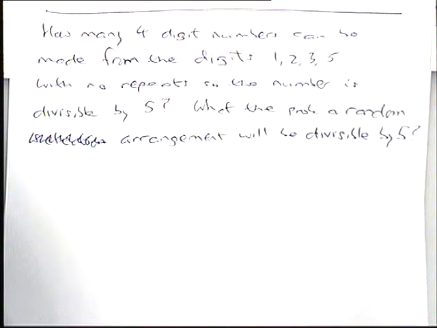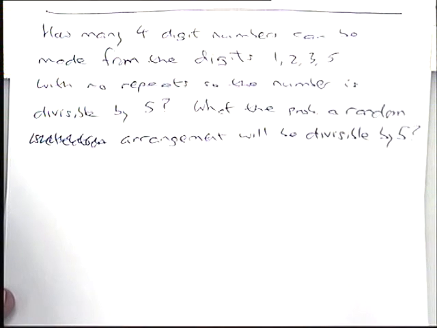So the next question we're going to look at: how many 4-digit numbers can be made from the digits 1, 2, 3, 5 with no repeats? What that means is you can't use one of those numbers more than once, so that the number we get is divisible by 5. Then, what is the probability a random arrangement of 1, 2, 3, 4, 5 is divisible by 5?